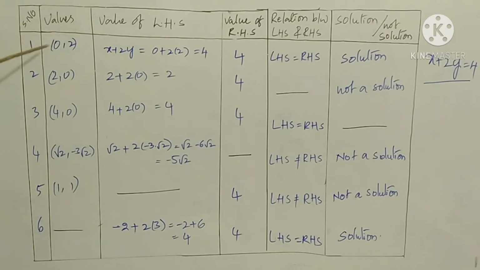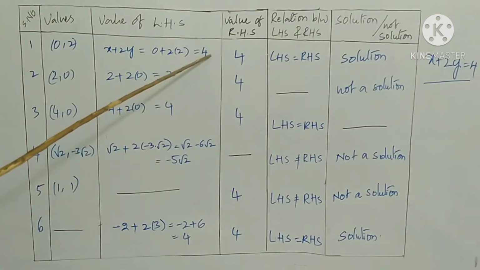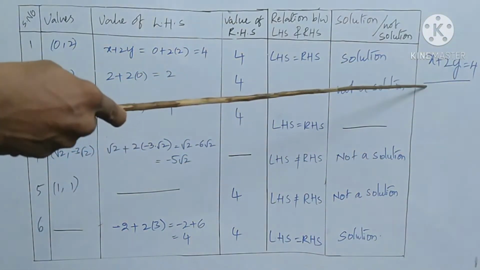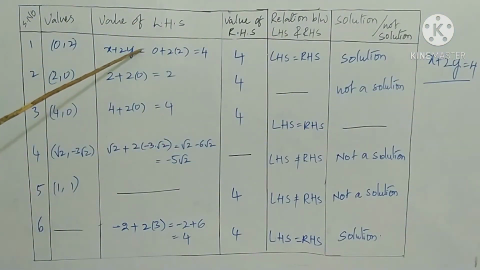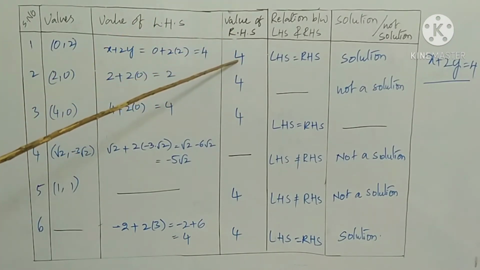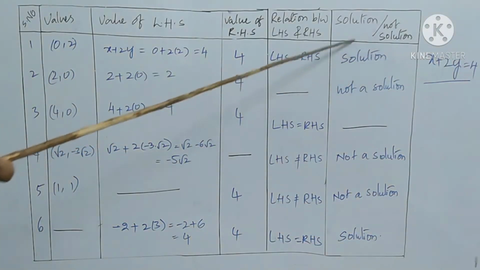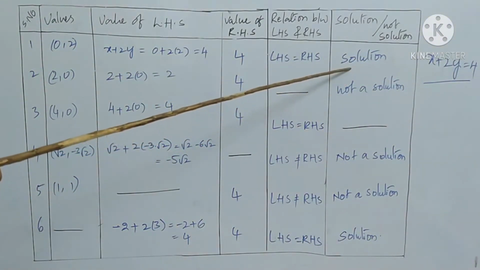Here first one, 0 comma 2. Substitute these values instead of x and y. Here x is equals to 0, y is equals to 2. So the result is 0 plus 2 into 2, that is equals to 4. The RHS value of the equation is 4. The LHS value of the equation is x plus 2y. Here 4 is equals to 4. LHS result is equals to RHS result. So both are the same. So this is a solution of the given linear equation. 0 comma 2 is a solution of the given linear equation.